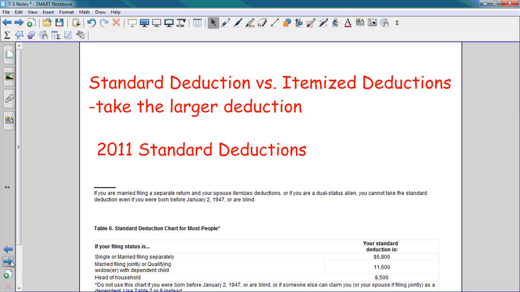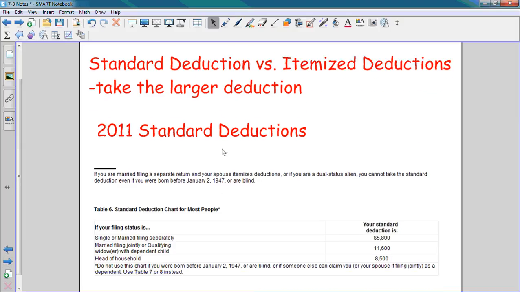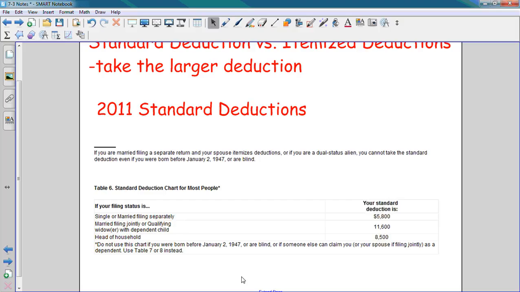What is the 2011 standard deduction rate? Now, this is different from your book because your book was printed, I believe, in 2009. So their standard deduction is different. It changes every year. I went directly to the IRS website, irs.gov, and I copied this table into my notes. This comes from the IRS.